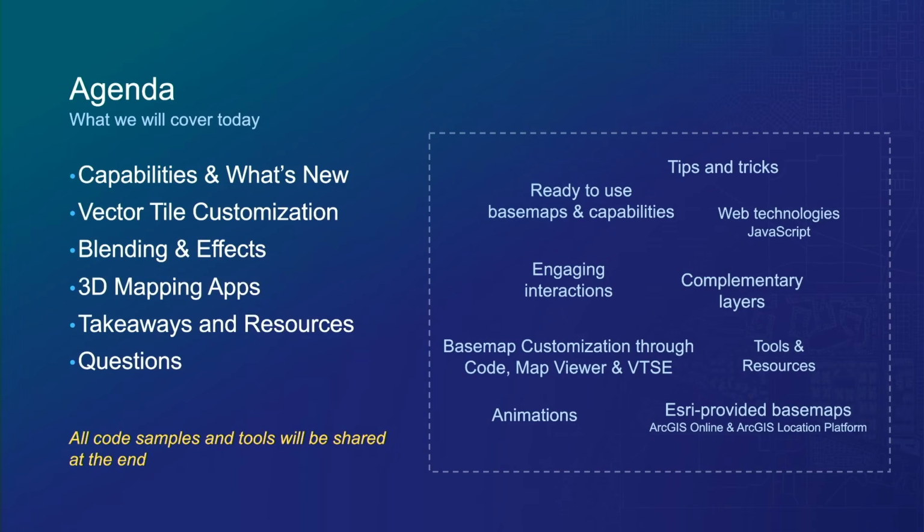Our agenda is to look at the capabilities of Basemaps, what we can do with various services that are available. We're going to focus a lot on vector tile customization, which really brings the most opportunities to us in the web browser using the JavaScript SDK. Blending effects, 3D mapping apps, all kinds of envisioning things we haven't even really thought about before, I think. And then there's a number of resources that we're going to show you, and hopefully you'll be able to get the QR code near the end for all of the sample code, because it will all be made available.